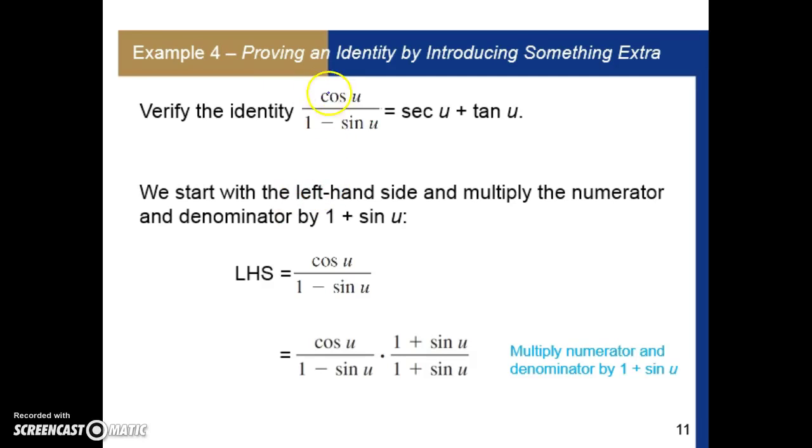Okay, so we'll pick up where we left off. We said we were going to work on the left-hand side because it's more complicated than the right-hand side. And we're going to try to do whatever we can to this to make it look like, or be equivalent to, that expression on the right-hand side. So we start with the left-hand side.